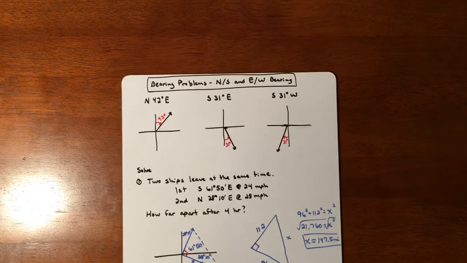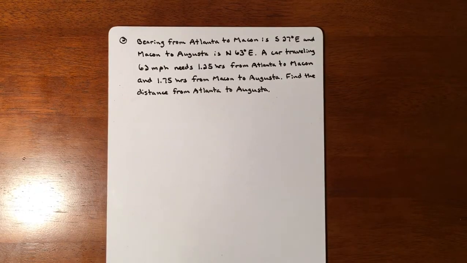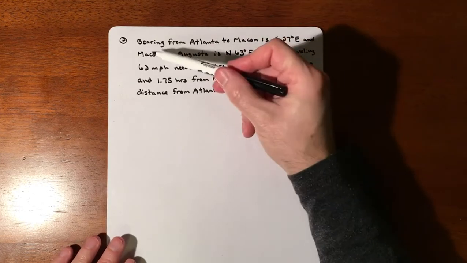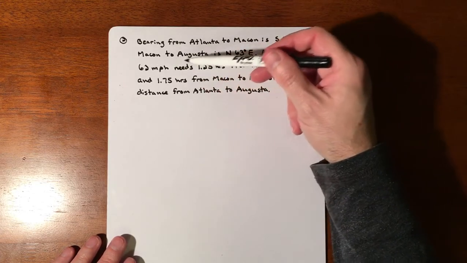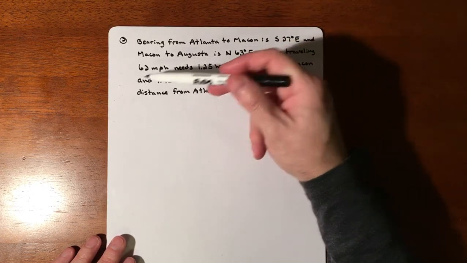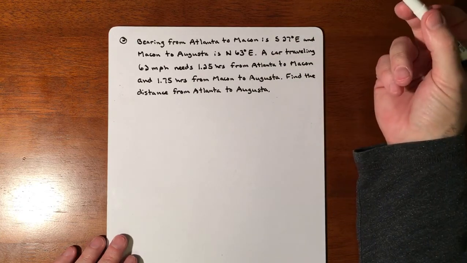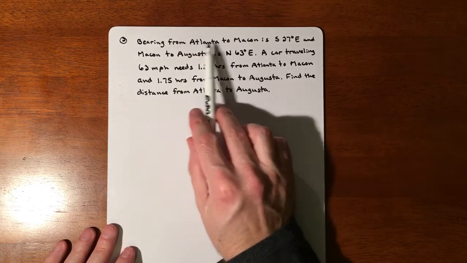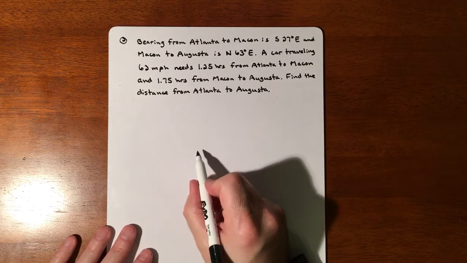The second one, the picture is going to be extremely important. It's a little lengthy. So we have a bearing from Atlanta to Macon of south 27 degrees east, and Macon to Augusta is north 63 degrees east. A car traveling 62 miles per hour needs 1.25 hours from Atlanta to Macon and 1.75 hours from Macon to Augusta. Find the distance from Atlanta to Augusta. All right, so we went from Atlanta to Macon and then Macon to Augusta. So Macon is kind of our central location.